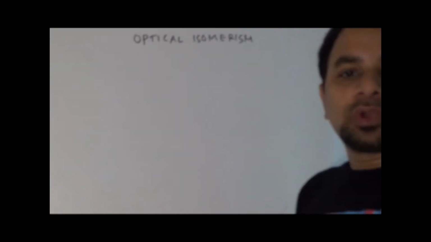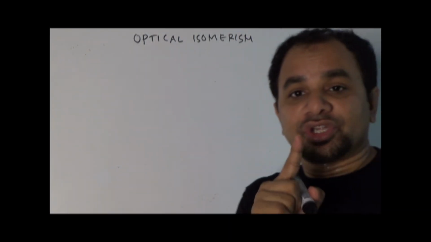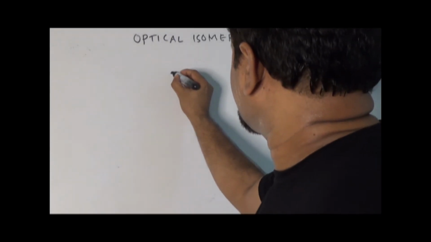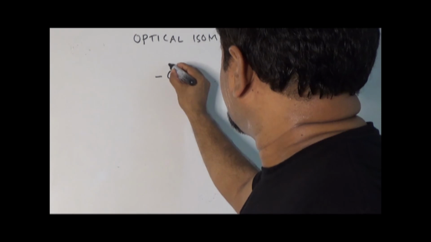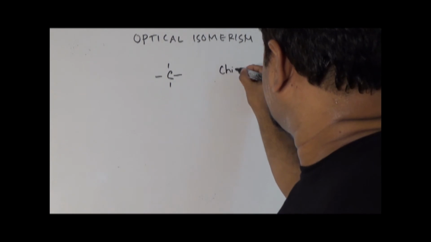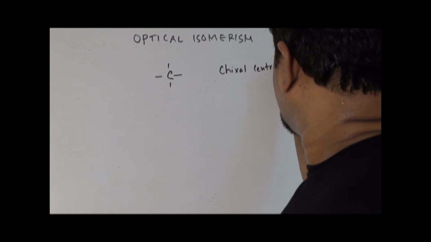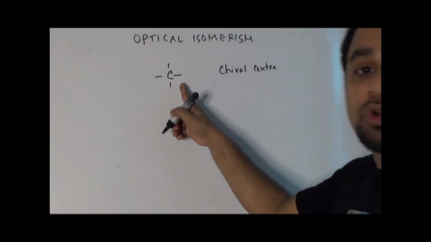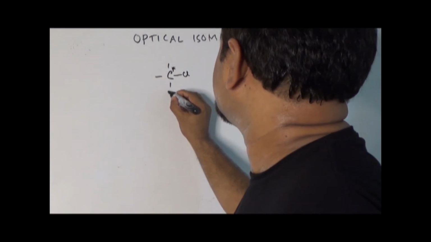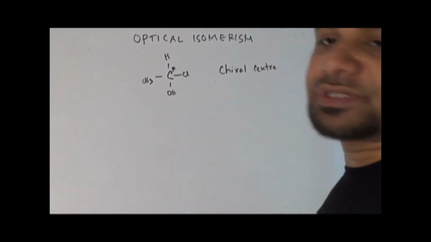Now, optical isomerism. Optical isomerism is created due to the chiral center. I want to show the chiral center. This carbon has 4 different groups. The chiral center. We can write here, this will be the chiral center. So it is chlorine, OH, ACE and CH3. So this carbon is chiral.